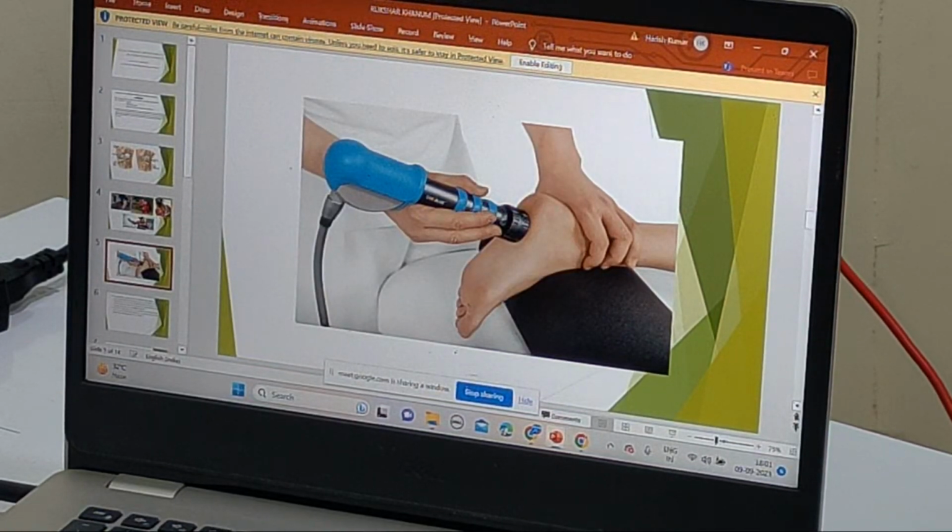Next, here we can see the shock wave therapy. It is extracorporeal shock wave therapy. This is also a newer technique in the field of physiotherapy, which helps in reduction of pain, and it works efficiently in arthritis treatment. Next slide.